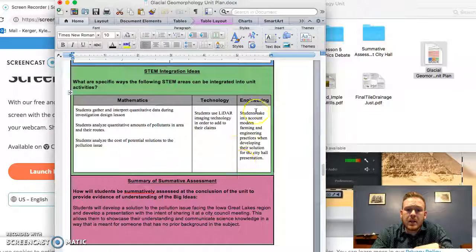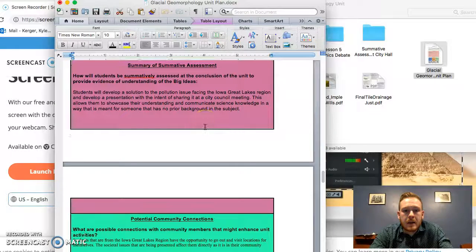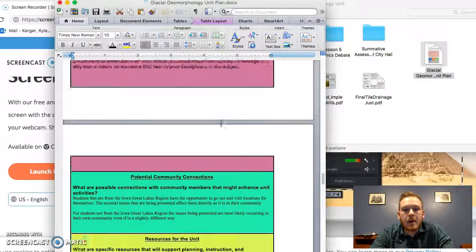And as far as engineering is concerned, a lot of the engineering we're going to be doing is environmental engineering, specifically with ideas to like farm practices, and then like hydro engineering, and where we move water and how we impact that. This is just kind of a quick rundown on what I imagine the summative final assessment being. It's going to be a presentation, kind of city hall style.